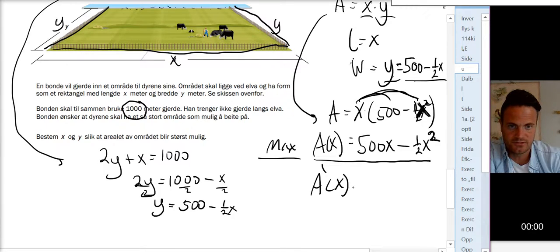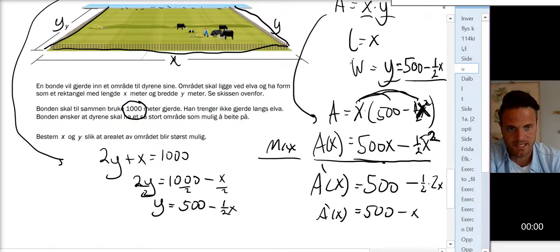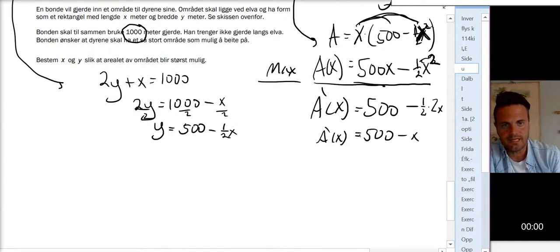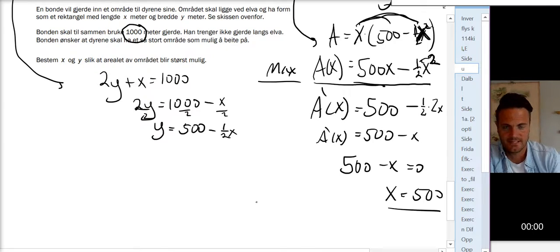And to find the maximum point, of course, we find the derivative and put it equal to 0. And if I find the derivative here, I get 500 in the first term, and then I move 2 down, so I get 1/2 times 2, which is 1, right? Keep 1/2. Find the derivative of x to the power of 2, which is 2x. So we find that the derivative is 500 minus x, like this. So that's the derivative. And then we just have to put the derivative equal to 0. And we see that x has to be 500.